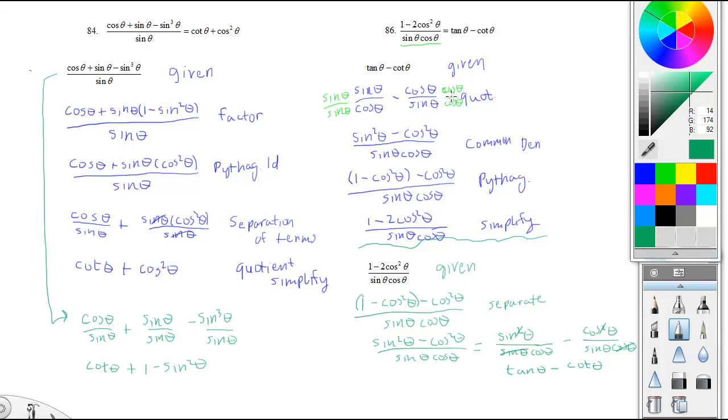So pretty tricky, but much easier if you start on the right. In general, I think it's easier to start with 2 terms and go to 1 term than it is to start with this one big fraction and get into 2 things, adding or subtracting. I think it's a little less intuitive that way.